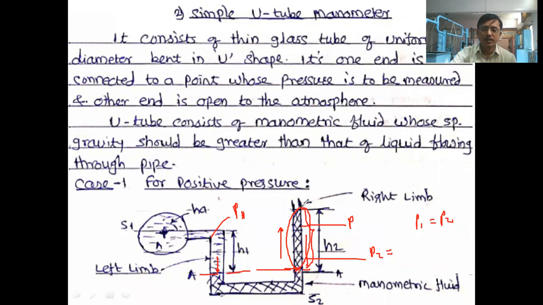Gamma means the weight density of this particular liquid. Now we have used the notation 2 here, specific gravity S2, so we can write pressure intensity P2, weight density gamma 2, height H2. We can write P2 is equal to gamma 2 H2. Therefore P1 is equal to P2, so we can say that the pressure intensity inside this pipe is equal to gamma 2 H2.